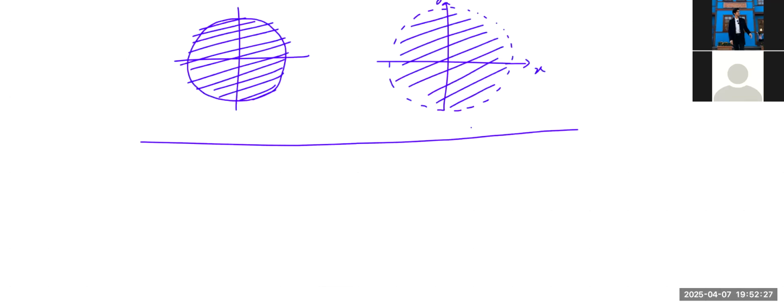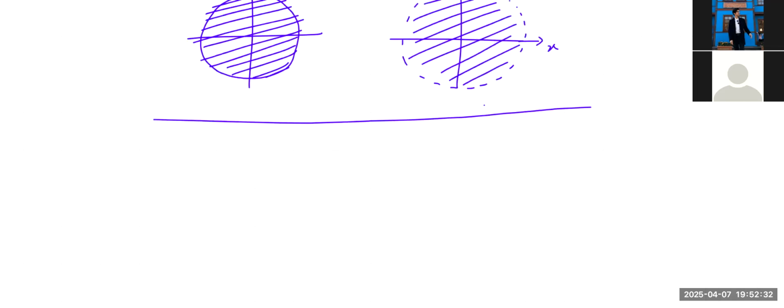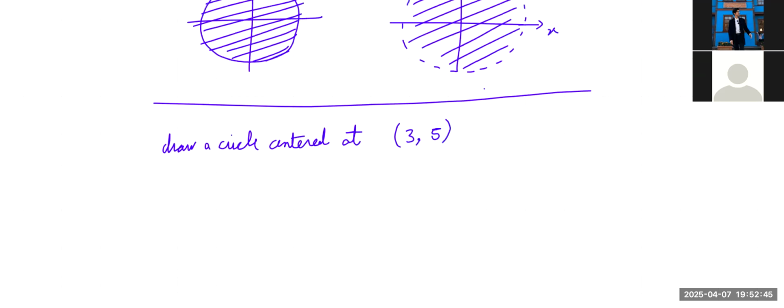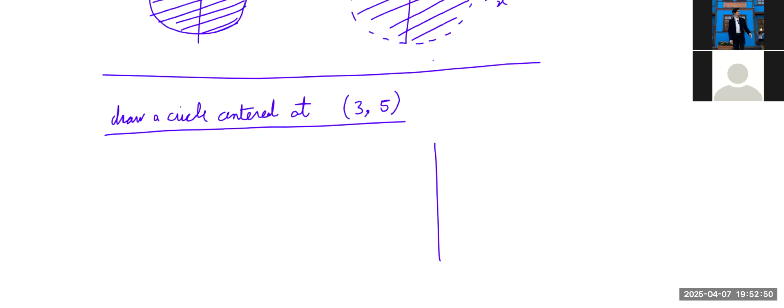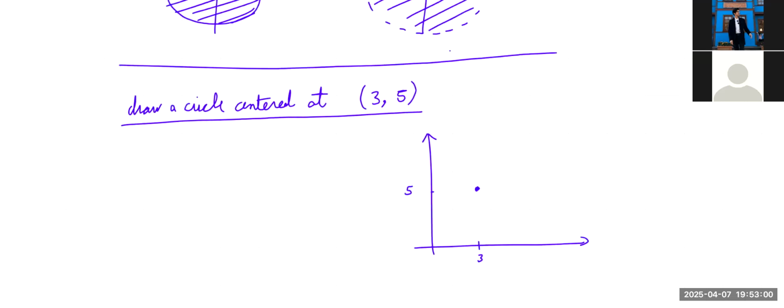Here's what I do. I say that, for example, let's say I want to draw a circle centered at, I don't know, like 3, 5. First, let's make a complex number point at 3, 5, which is, I guess, somewhere here.